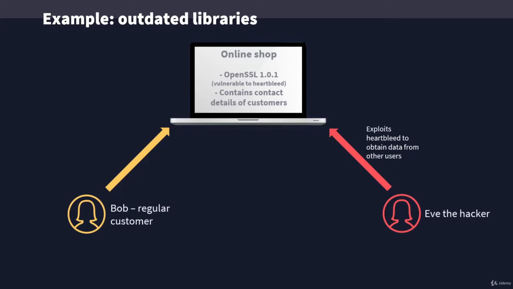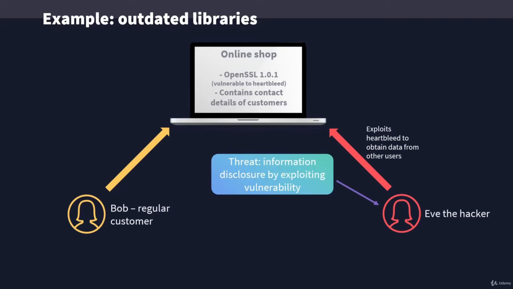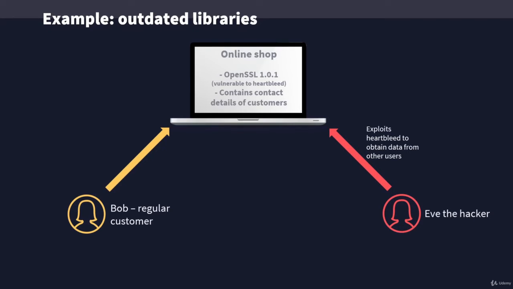Once again, let's map the terms learned today to this scenario. First, we have the online shop, which is an asset. The database containing the details of the customer is also an asset. Next, let's see the vulnerability. In this case, it is the usage of OpenSSL version 1.0.1. Then we have the threat, which is again information disclosure by exploiting the vulnerability, in this case Heartbleed. Now let's have a look at the attack, which in this case is Eve's attempt to obtain confidential information using Heartbleed.